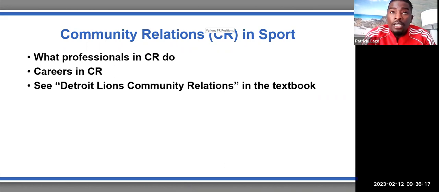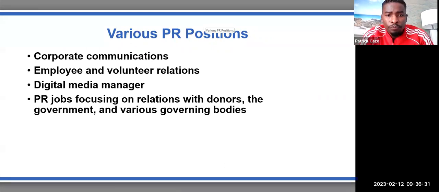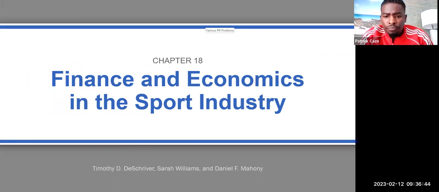And that really is what community relations is about: integrating and ingratiating yourself into the community so that the people know who you are, they understand the organization, they feel a sense of attachment or loyalty to the organization, and they will be supportive of the organization, okay? Various positions, various PR or public relations positions, corporate communications, employee and volunteer relations, digital media manager, things of that nature. And folks do well when they are social media managers, especially those who are really well versed in Twitter and Snapchat and Instagram, and know how to use those particular platforms in which you get the, not the athlete, but the spectators, right, involved in what's going on, right?